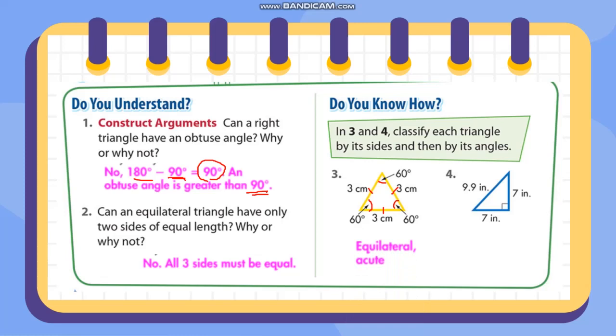Number 4. By its sides, we have 9.9, 7, and 7. So two sides are equal. If two sides are equal, that is what we call isosceles. And look at the angle. There is one right angle. If the triangle has one right angle, that is what we call a right triangle. So by its sides, two sides are equal, meaning isosceles, and by its angles, there is one right angle, that is a right triangle. That's why the answer is isosceles right triangle.